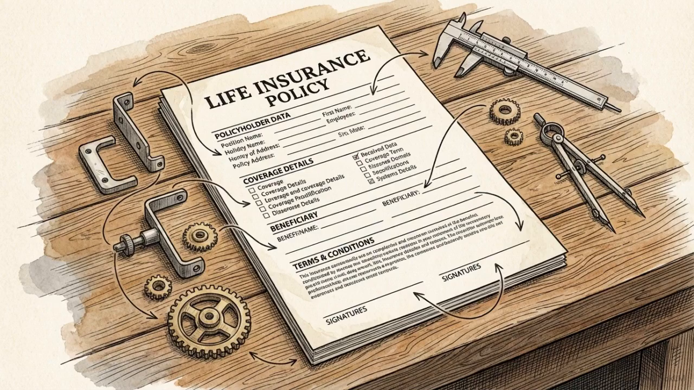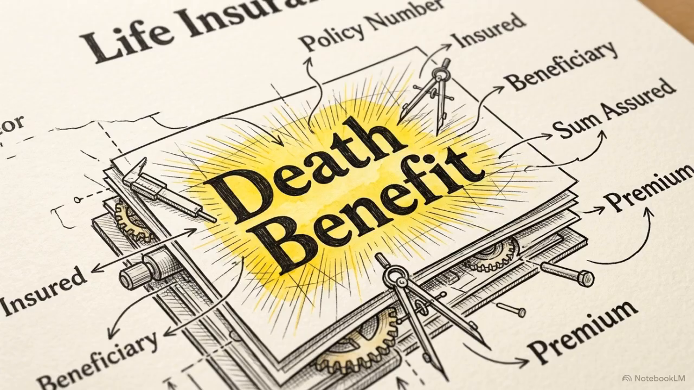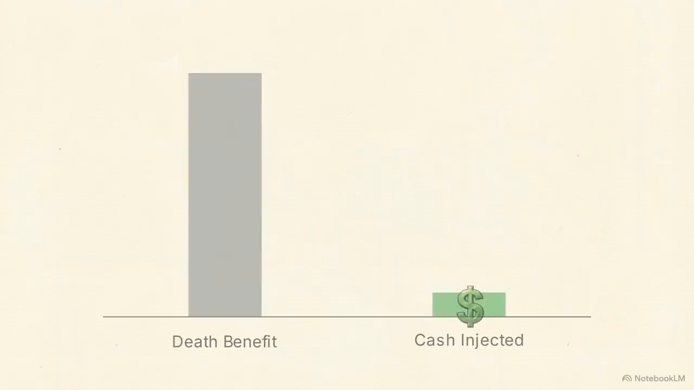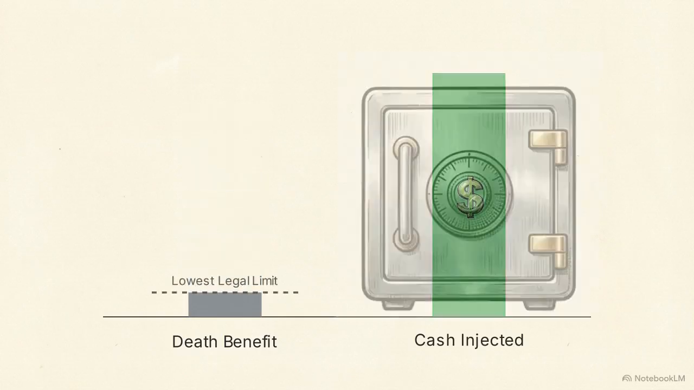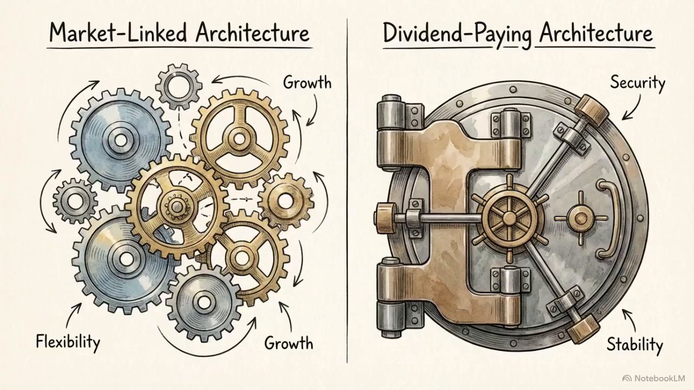Most people purchase life insurance strictly for a death benefit, paying premiums to protect against early mortality. High net worth strategists invert this structure. They minimize the death benefit to the lowest legal limit and maximize the cash injected into the policy. This inversion is typically executed using one of two specific vehicles: Indexed Universal Life, or IUL, and Participating Whole Life.